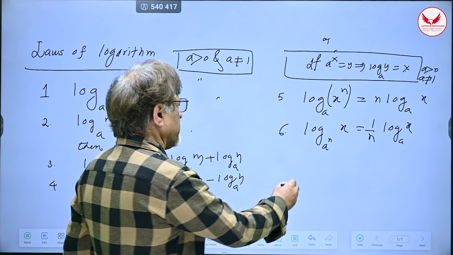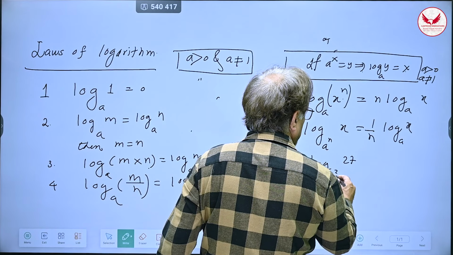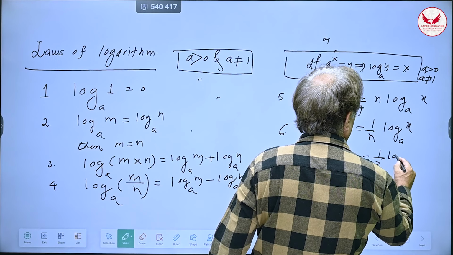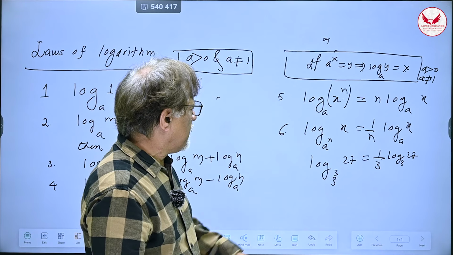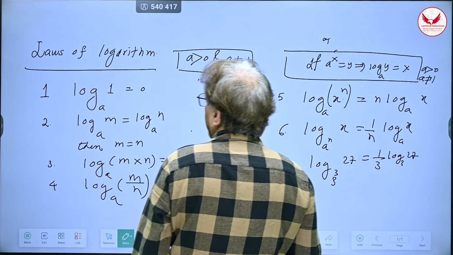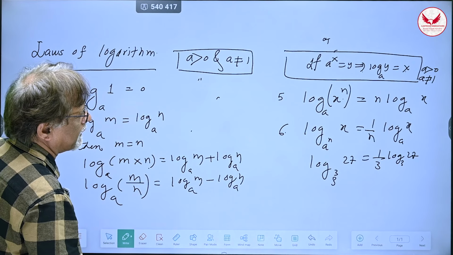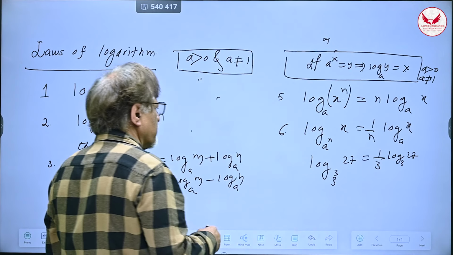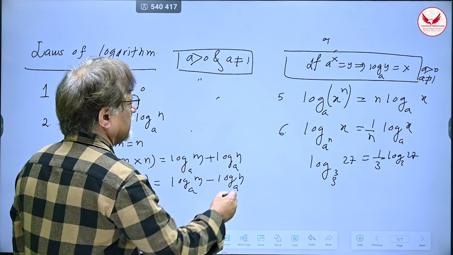So, for example, if I say log of 27 to the base 3 cube, this means nothing but 1 upon 3 log of 27 to the base 3. You can clearly see that it's the same thing, because log of 27 to the base 27 is 1, right? And this is also 1, right? And there's one more law I forgot. Log of 27 to the base 3 raised to 3 is equal to 1/3 log 27 to the base 3. So this is the log.